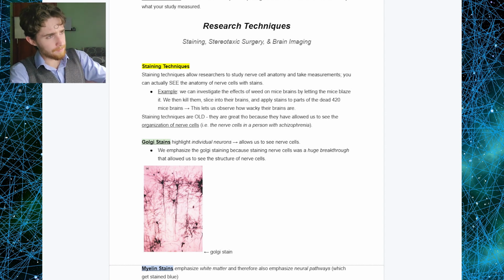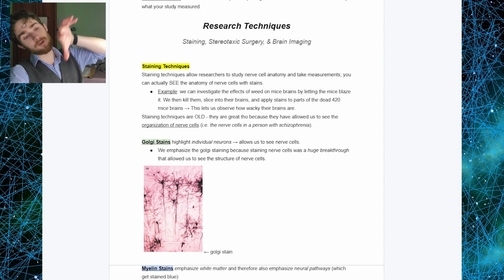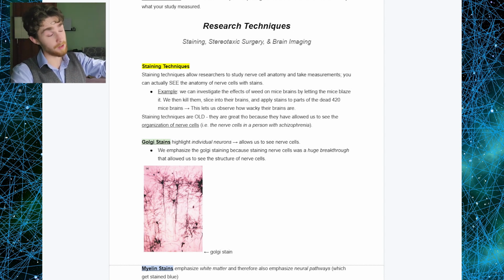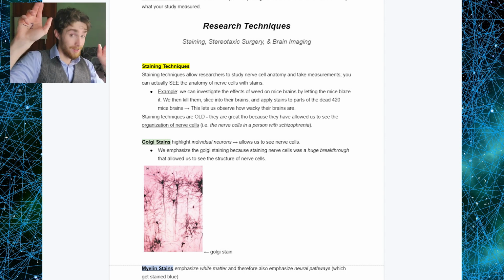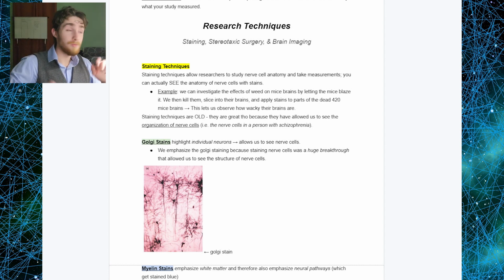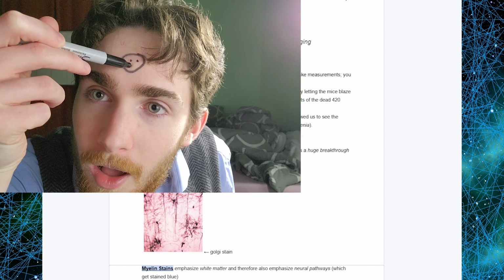All right, that's research designs. That's all the research designs. Remember, research designs we talked about include the case study, correlational study, and the experimental stuff. Now, we're getting into research techniques. All right, so here we're talking about staining, stereotaxic surgery, and brain imaging.